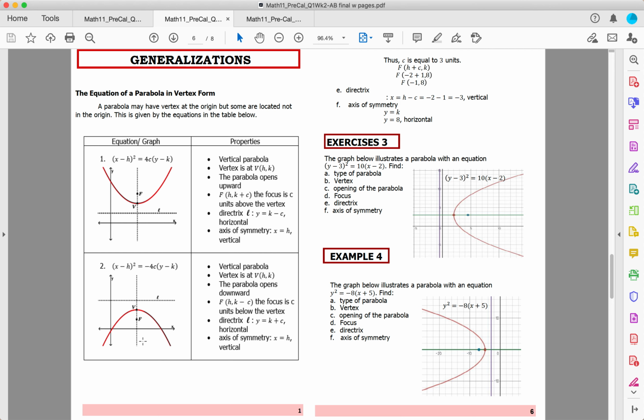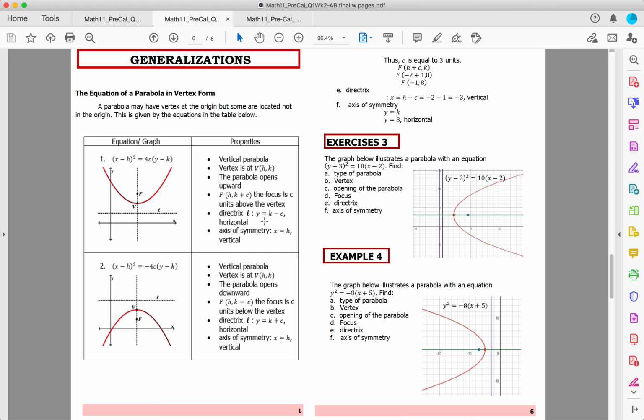If it's opening upward or downwards, it's still a vertical parabola. How do we get the focus this time? To get the focus, you still generate it from the 4c value. The c value is still the distance from the vertex to the focus, or the distance from the vertex to the directrix. They are equal. These two have equal distances.